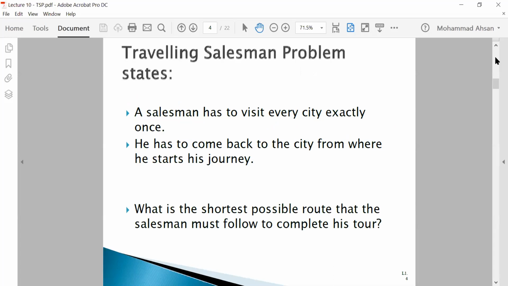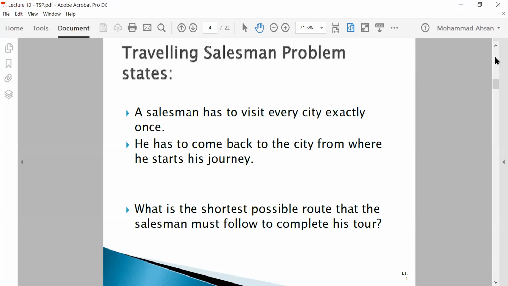There's something known as a Hamiltonian path, and finding a Hamiltonian path in your graph is basically your traveling salesman problem. Okay. So you start at a city, go to all the intermediate cities, and then come back to the city. So how do we find the shortest possible route?